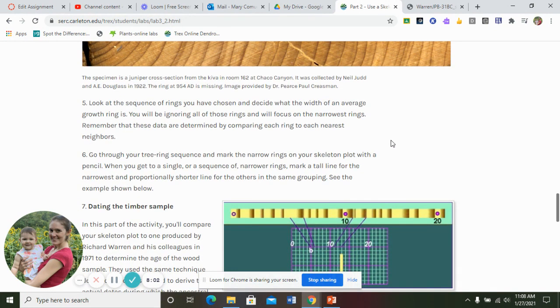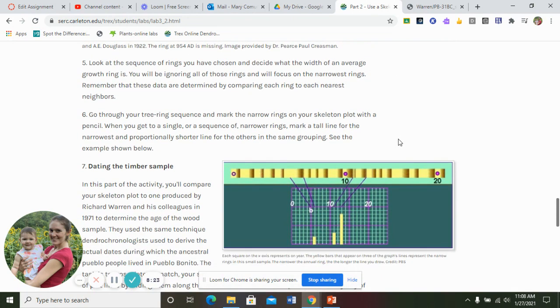Look at the sequence of rings you have chosen to decide what the width of the average ring is. You'll be ignoring all of those rings and focusing on the narrowest rings. Remember that these data are determined by comparing each ring to its nearest neighbors. Go through your tree ring sequence and mark the narrow rings on your skeleton plot with a pencil. So after you're finished drawing out all your lines, you'd go back in and you would mark the narrow rings down.